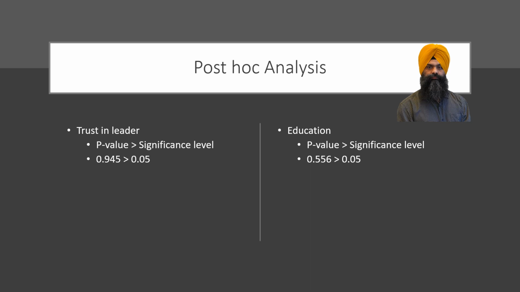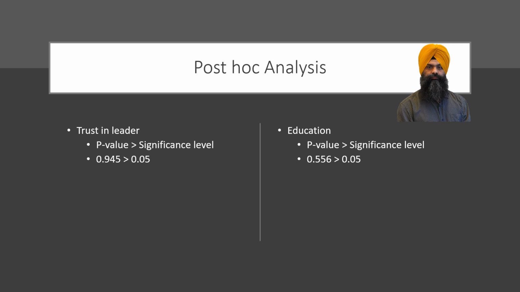Therefore, there was no need to conduct post hoc tests to investigate specific pairwise differences. However, for the education variable, I also did not perform a post hoc analysis because the one-way analysis of variance did not yield a significant result. The obtained p-value of 0.556 was greater than the selected significance level of 0.05, suggesting no significant difference in mean education score among the groups. Consequently, conducting post hoc tests to explore pairwise differences was deemed unnecessary in this context.